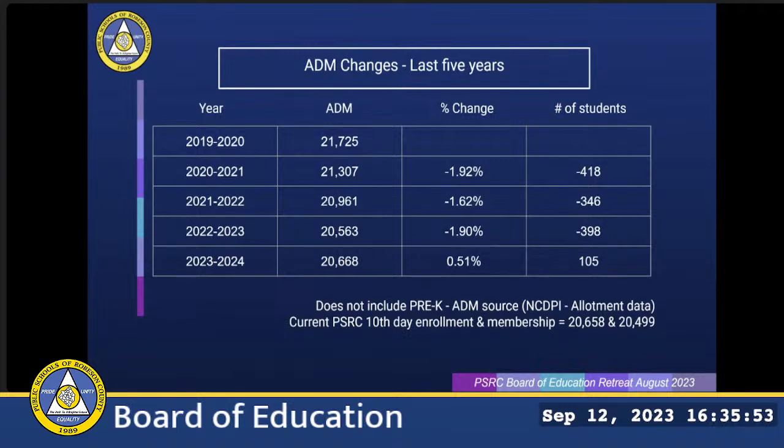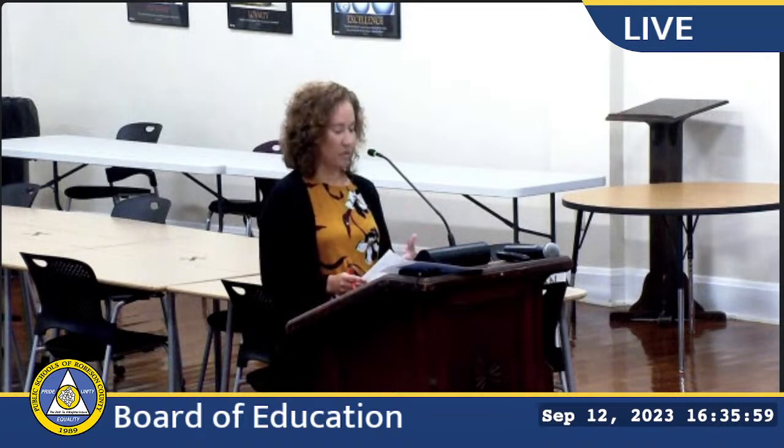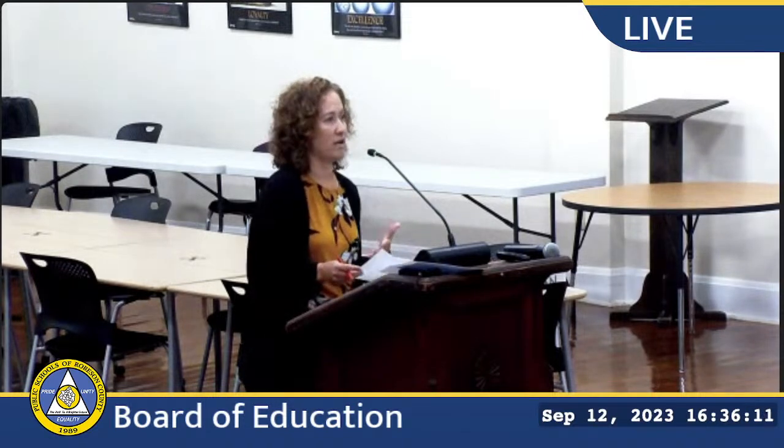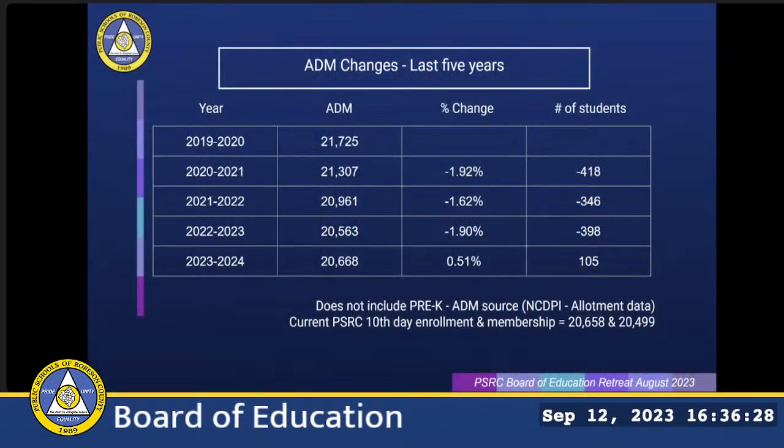So ADM is not a stagnant number. It is fluid. It changes month to month, and it can be looked at different ways depending on which report you're viewing. This also does not include our pre-K children. So sometimes our pre-K students are also added into our ADM. The reason I wanted to discuss that is to show our changes over the last 5 years. And as we're moving from the 22-23 year to 23-24, we're seeing our first increase in our ADM. This is a 6th way we can look at ADM, and this is the allotment number that DPI uses to base the funding on.